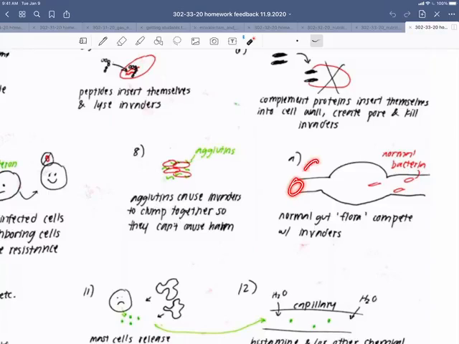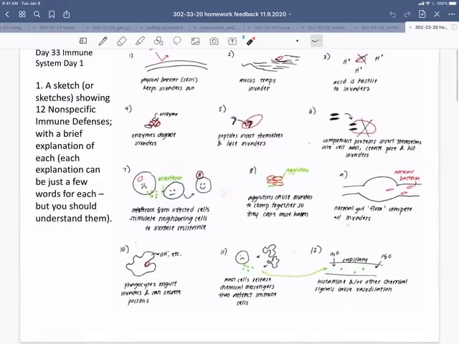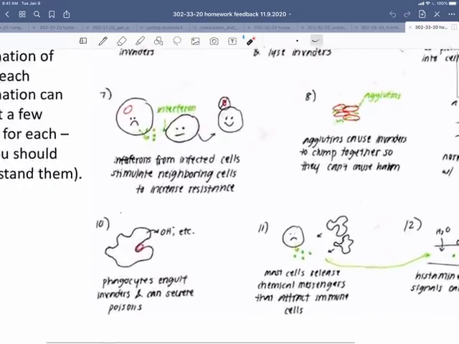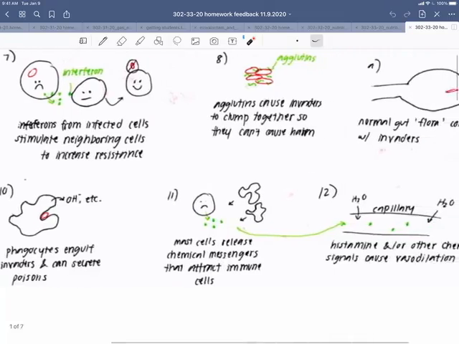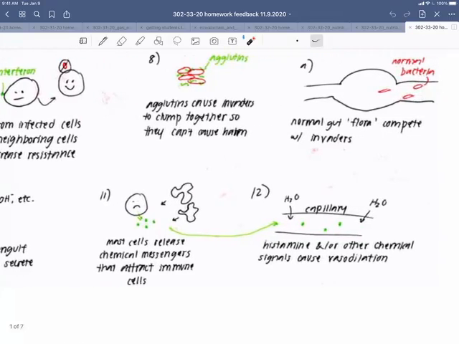In the gut, so here's an animal's gut, here's the head. In the gut, there are normal bacteria, and those can outcompete invaders. So there are some diseases that are dangerous only when the normal gut flora are no longer there. Phagocytic cells, these are macrophages, for example, can engulf invaders, and some of them also can secrete poisons that will attack and kill a non-self cell. We'll talk more about that when we talk about the macrophages.